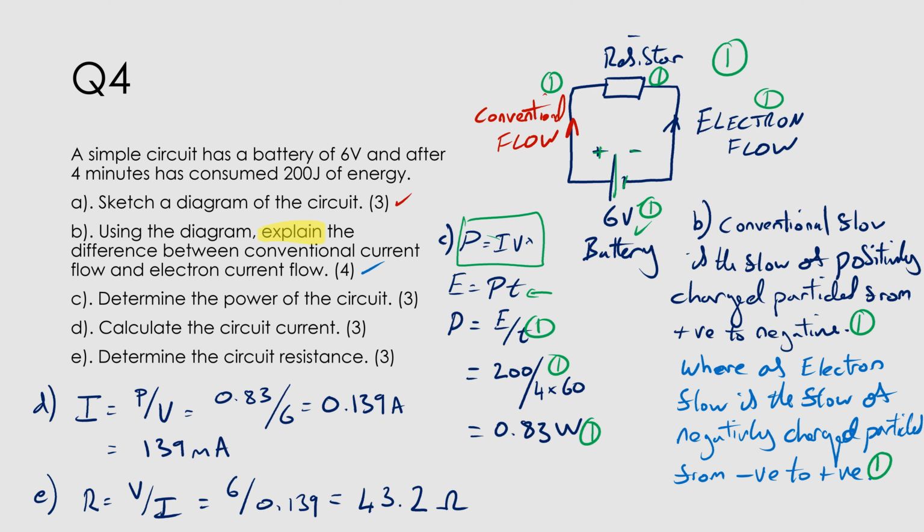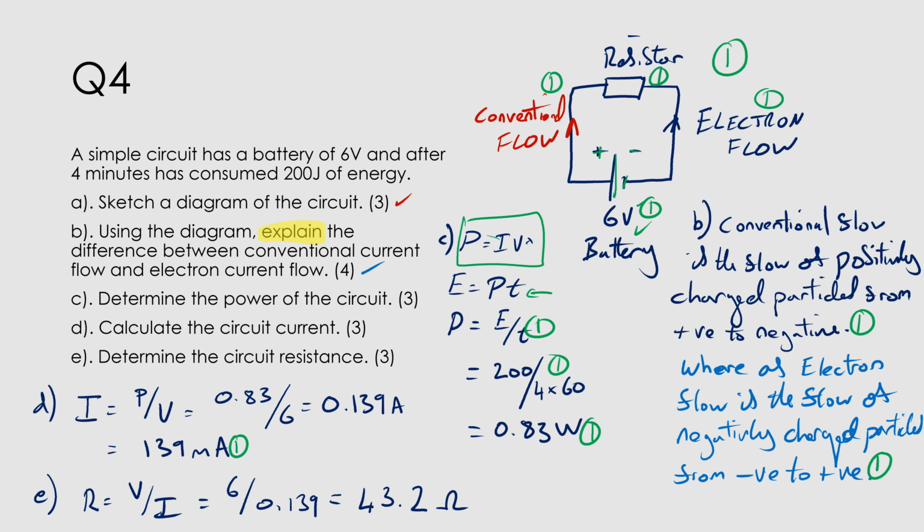Rearrange P equals IV, so P divided by V voltage gives us 0.83 over 6, which is 0.1339 amps. On my calculator screen it was 0.13888 recurring, so I rounded that to 9. And then I've converted that from amps into milliamps. Again, going back into engineering notation.